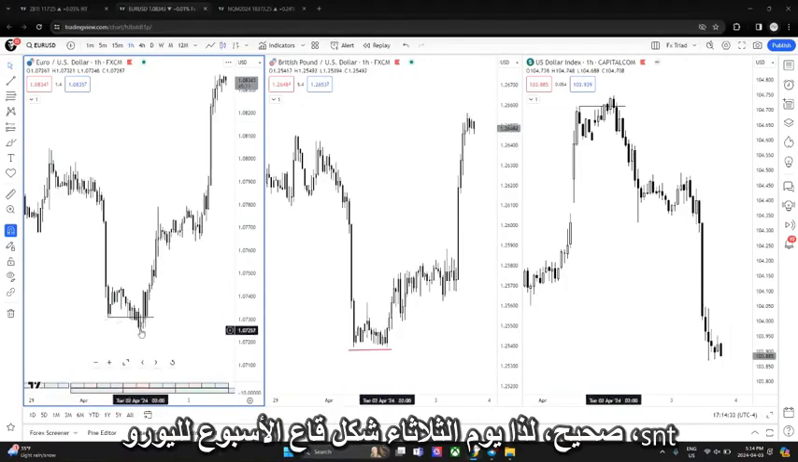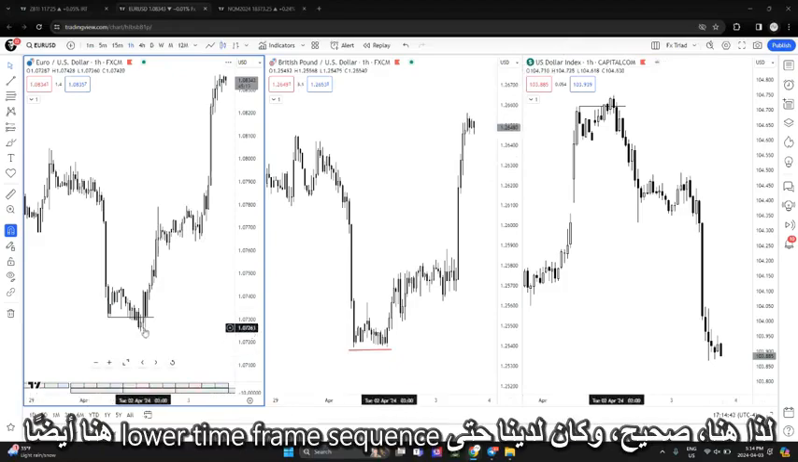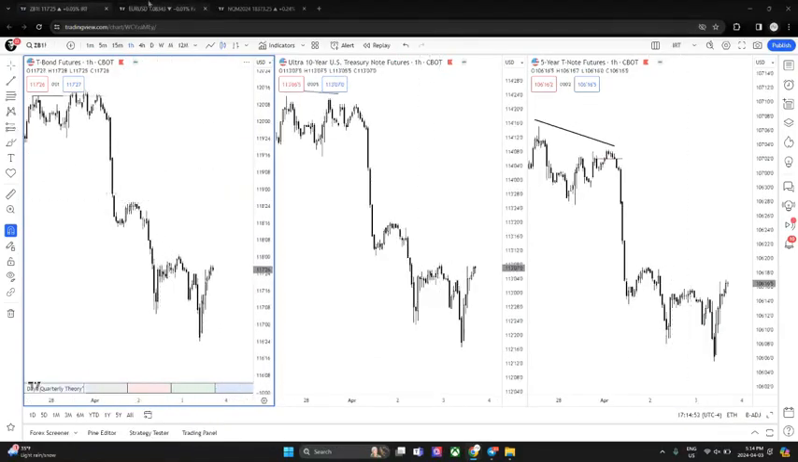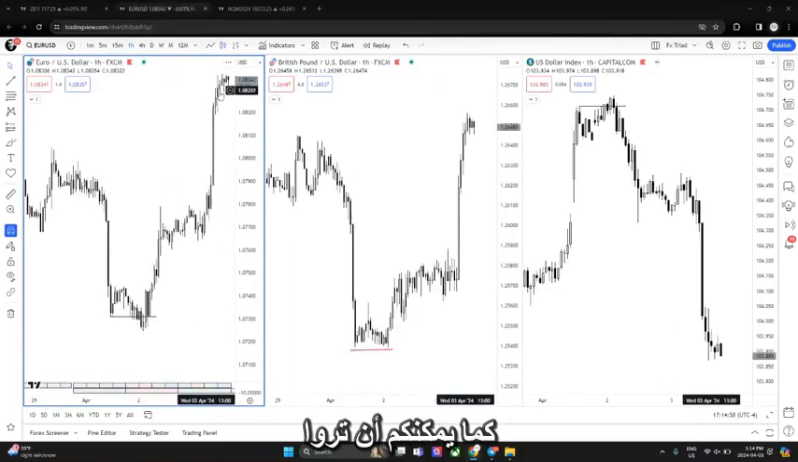So on Tuesday the euro made the low of the week, and the British pound made the high of the week for the US dollar. So here, we even had a lower time frame sequential SMT as well. If you go down into the lower time frame cycles, you'll see it. Then here we had expansion, as you guys can see.